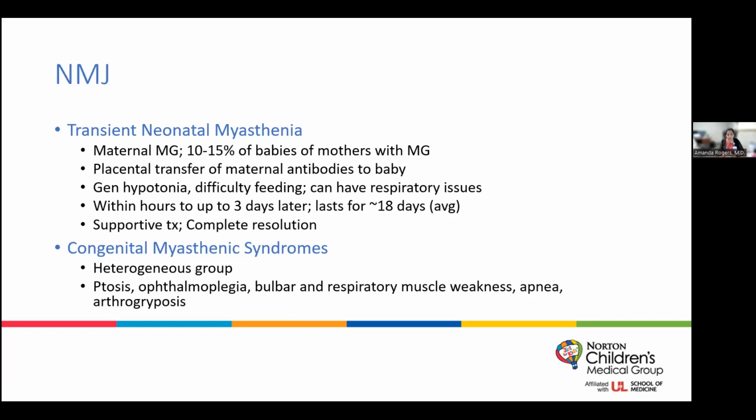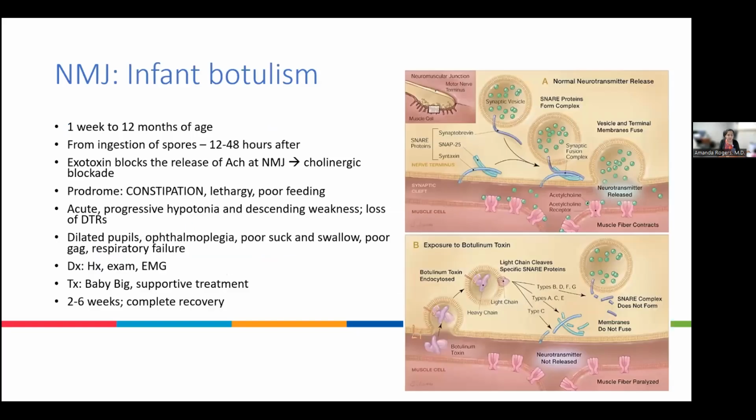Congenital myasthenic syndromes are different from myasthenia gravis. These are a much rarer group of disorders that are genetically mediated, and they can have different features such as eye muscle weakness, ptosis, bulbar and respiratory muscle weakness, as well as in more severe cases can have apnea and arthrogryposis, which is joint contractures.